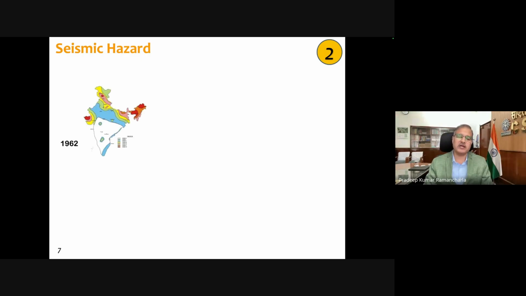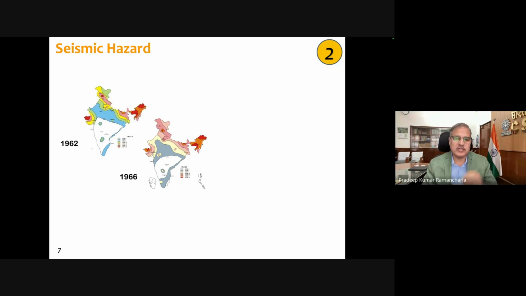But let me tell you that the first seismic hazard map was formulated in 1962, and the next hazard map came 4 years later, after looking at the earthquake events map. You can see zone 1 to zone 6 was there, so a total of 7 zones. It was felt in the next 4 years that the zone 1 portion has been reduced.